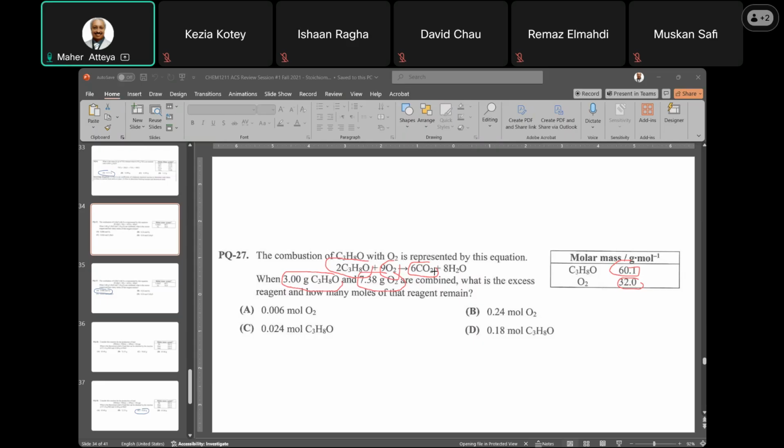Now, how much is the limiting reactant? So I know the excess amount there. I know how many moles I started with, correct?